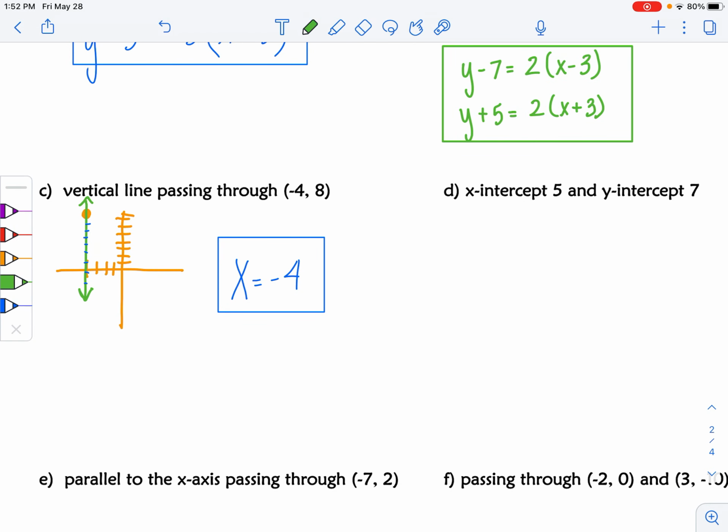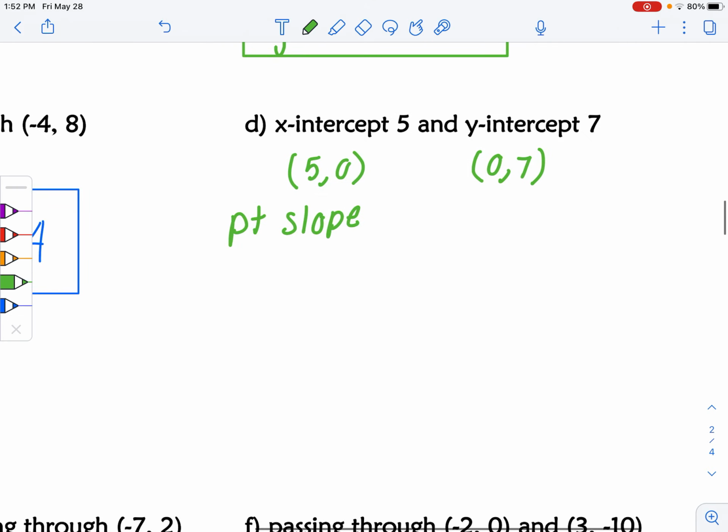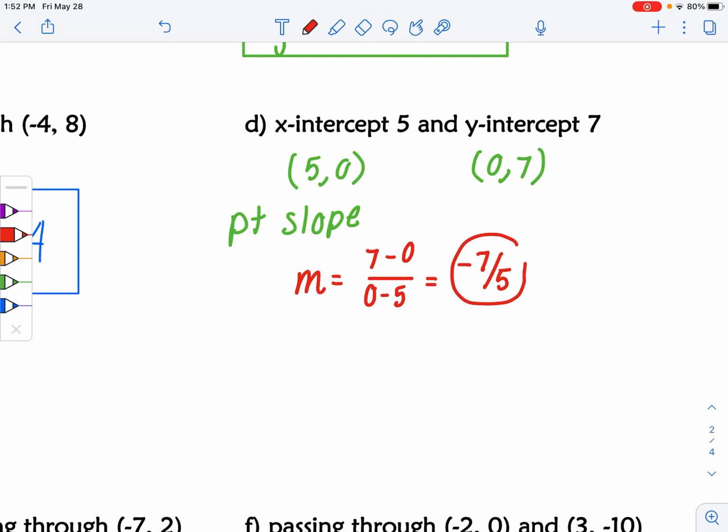We have the x-intercept and y-intercept. Well, the x-intercept is the same thing as 5, 0. The y-intercept is 0, 7. We learned that when we started graphing. Now this is 2 points, just like problem B. The easiest form will be point slope. But yeah, you need to find the slope first. Not going to be hard because we love our slope formula. 7 minus 0 over 0 minus 5 is -7/5. Use that with whichever point you want.